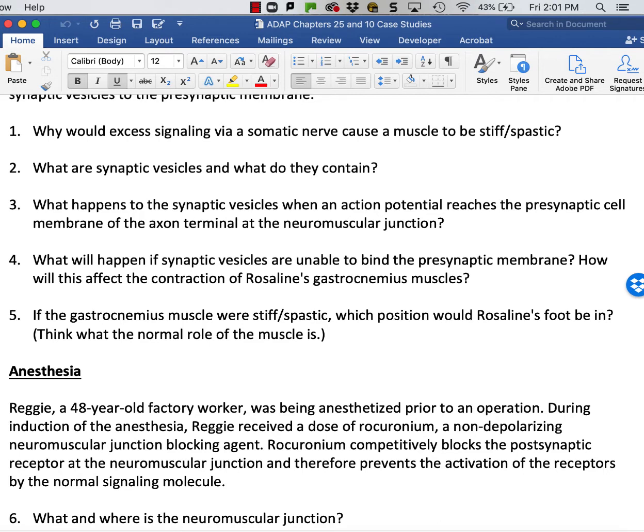Number 5, if the gastrocnemius muscle were stiff and spastic, which position would Rosalind's foot be in? Think about the normal role of the muscle. The gastrocnemius is a powerful plantar flexor of the foot, which means it causes you to point your toes. It helps propel the body forward during the push-off phase of walking. If the muscle were stiff and spastic, Rosalind's foot would be in plantar flexion. So basically, she would be walking on her toes if she could walk.